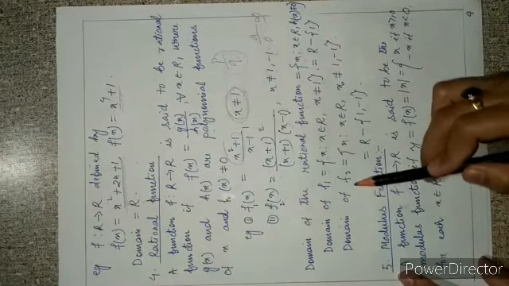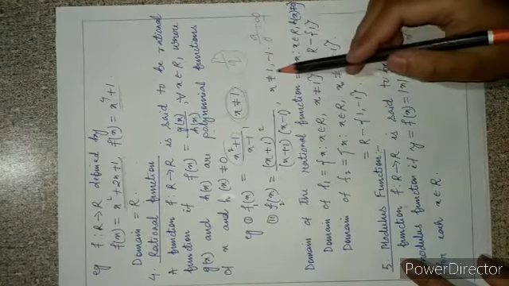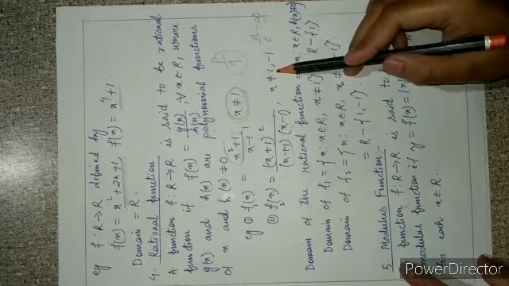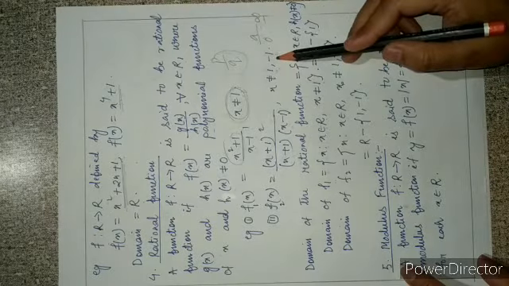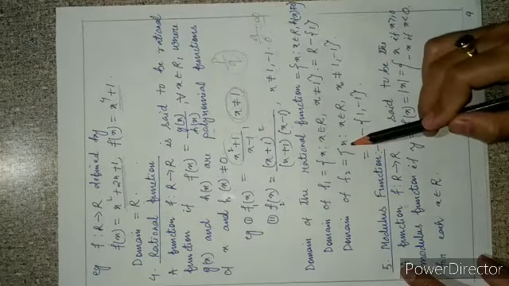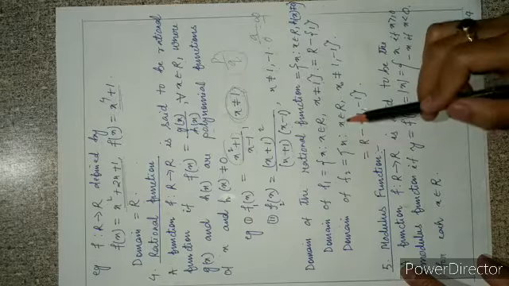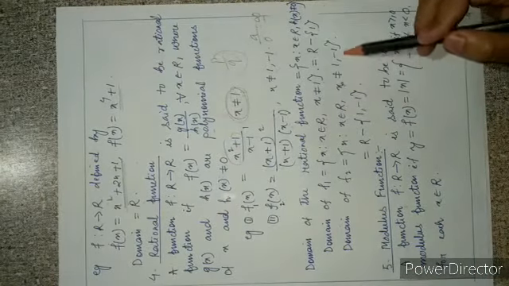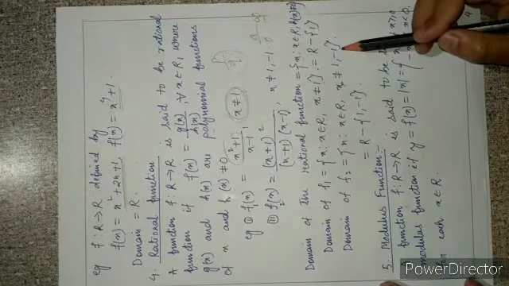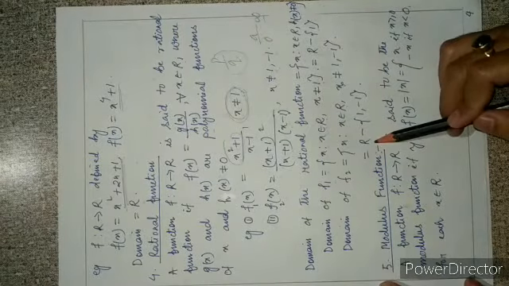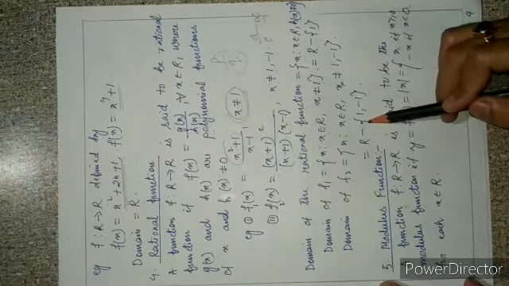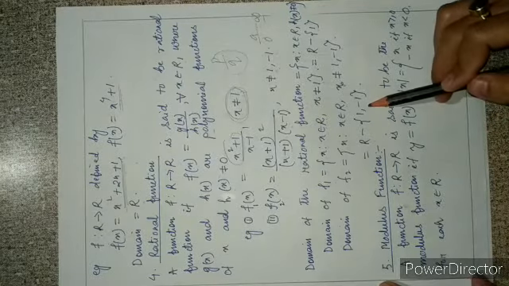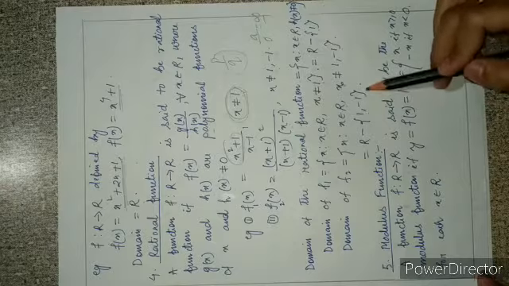Next, domain of function f2. For f2, x cannot take the value 1 or minus 1. The domain of the function f2 will be x belongs to the set of real numbers, but x cannot be equal to 1 and not equal to minus 1. Therefore the domain of the function f2 will be equal to R minus the set containing plus 1 and minus 1.